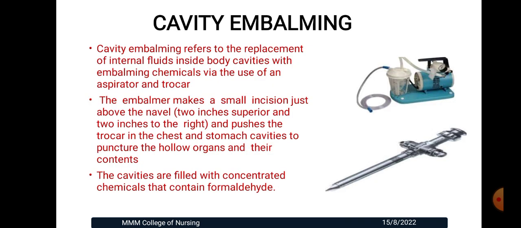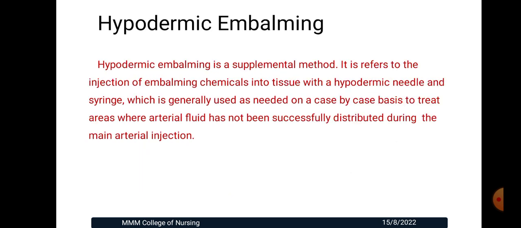Cavity embalming. Cavity embalming refers to the replacement of internal fluids inside body cavities with embalming chemicals via the use of an aspirator and trocar. The embalmer makes a small incision just above the navel, 2 inches superior and 2 inches to the right, and pushes the trocar into the chest and stomach cavities to puncture the hollow organs and their contents. The cavities are filled with concentrated chemicals that contain formaldehyde.